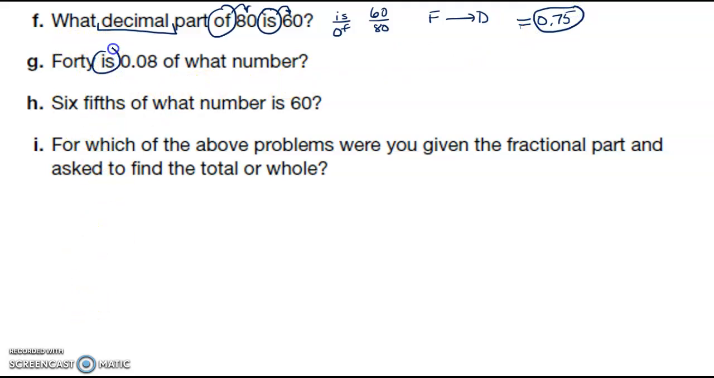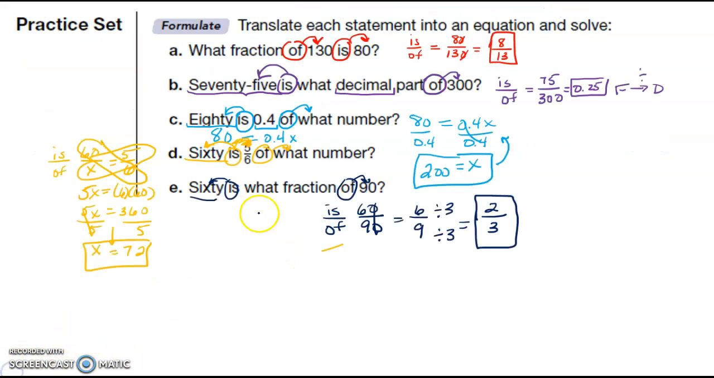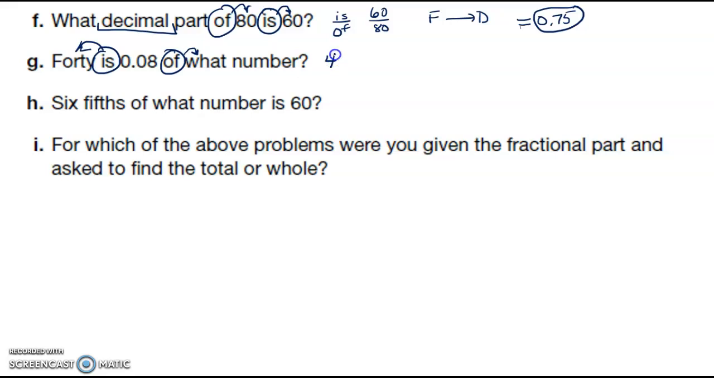Okay, let's see, 40 is 0.08 of what number? Okay, this is exactly like letter C. So when you see something like this, that's what you're going to want to do. Let's divide by 0.08. We get x is equal to 40 divided by 0.08, and I get 500.